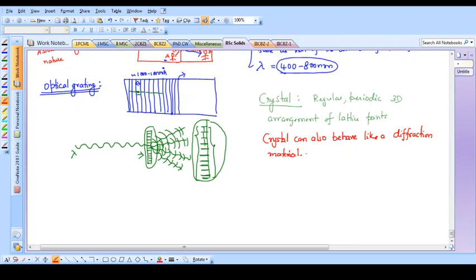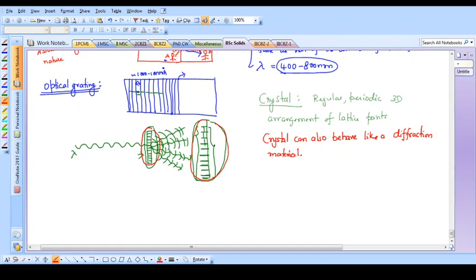Okay, and this is a very important observation. Here I have said that the nature of the diffraction pattern depends on the arrangement of lines in the optical grating. So by studying the diffraction pattern we can indirectly study the arrangement of lines in the optical grating.